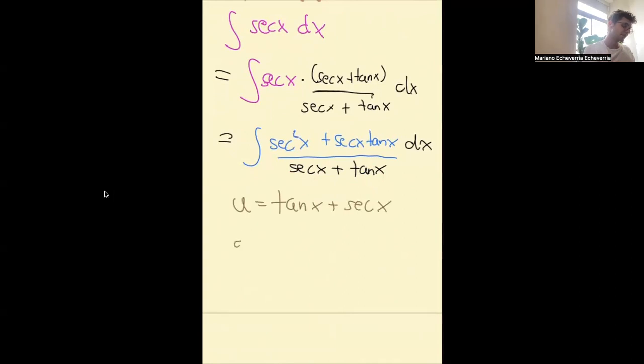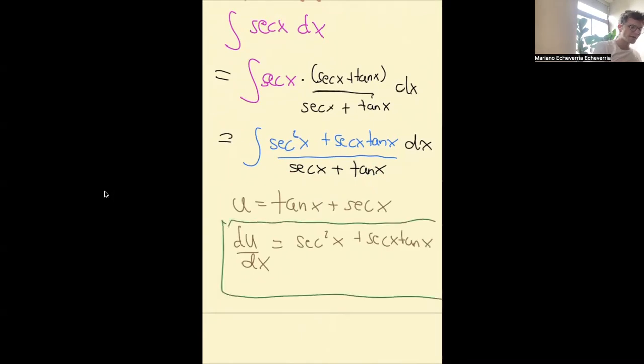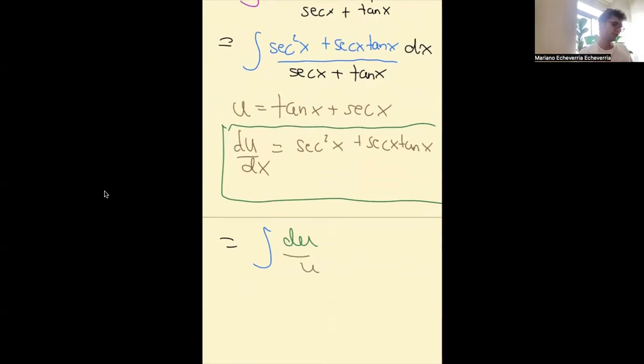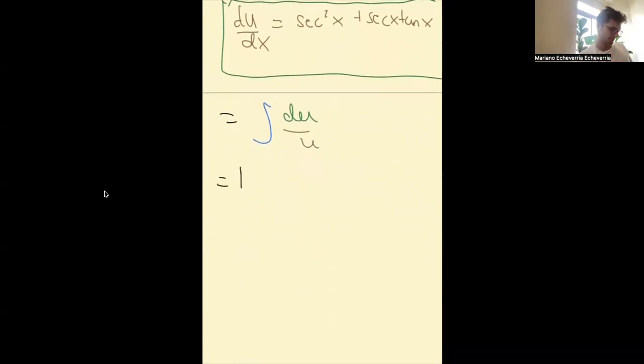And if you do that, then du dx is secant squared of x plus secant of x times tangent of x, which is precisely the numerator. So it's kind of miraculous. I mean, this one is a bit miraculous. So you end up with du over u. Is that making sense? And now it's the usual thing. It's ln of u plus c.